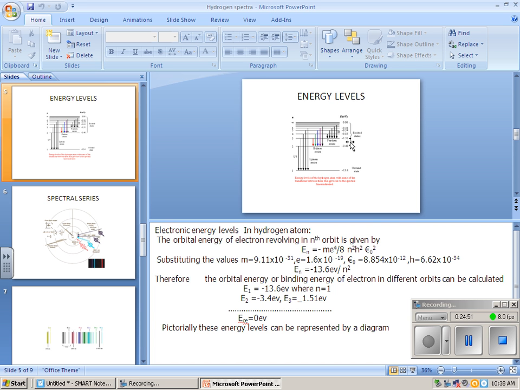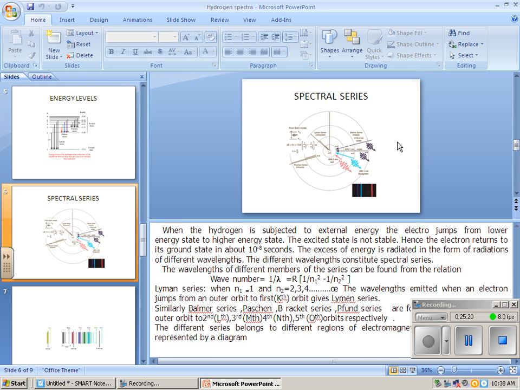So what is this? Paschen series. It is not visible, just see carefully. I just want to show how the transition takes place by taking energy levels. That's it. Only three series are given here. Now the next one also you can see, this one.